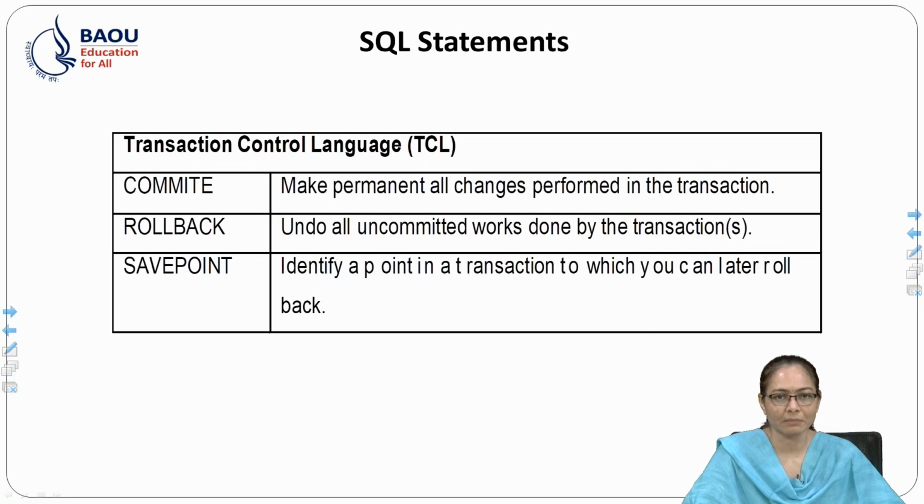Now, savepoint command. The savepoint command is used to identify the points in the transaction to which you can later roll back.